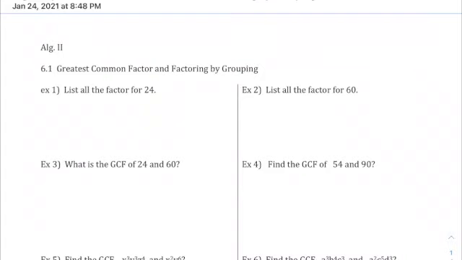Hi everyone! Today's objectives are the greatest common factor and factoring by grouping. They are pretty much the same, using the same kind of idea in a different kind of situation. So to start with something basic, we are going to do example number 1.